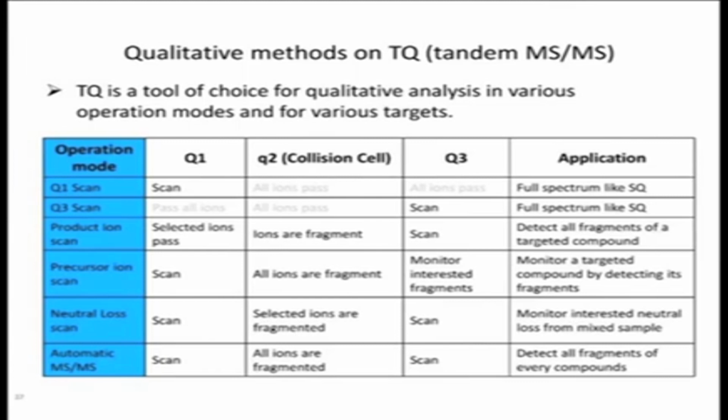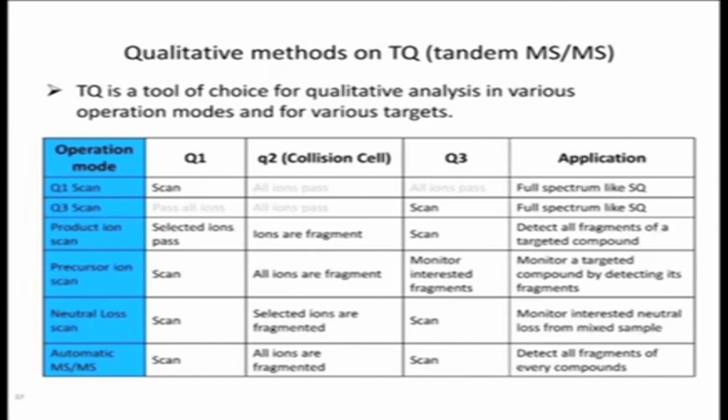Two more scans are there: the precursor ion scan and the neutral loss scan. These two types of scanning are used for screening purposes. When you want to screen a particular group of compounds, you can use this type of scan. I am not going to discuss them in detail. Most important is MS/MS, that is MRM.